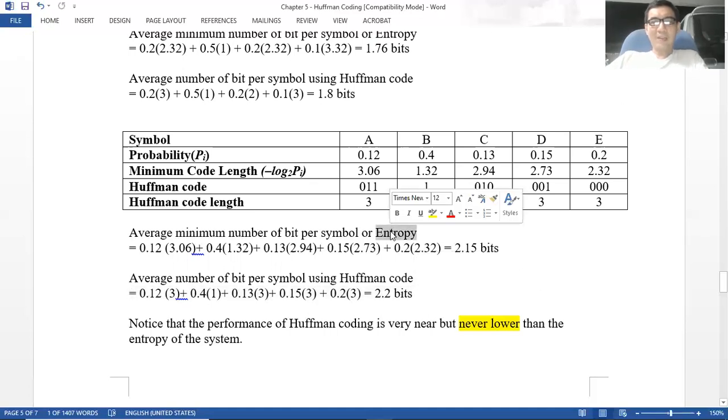So if you can achieve this entropy level, then that is considered the best, the most optimal code length that you can achieve, because you can go very near but never lower than entropy, because entropy is the theoretical minimum of the code length.